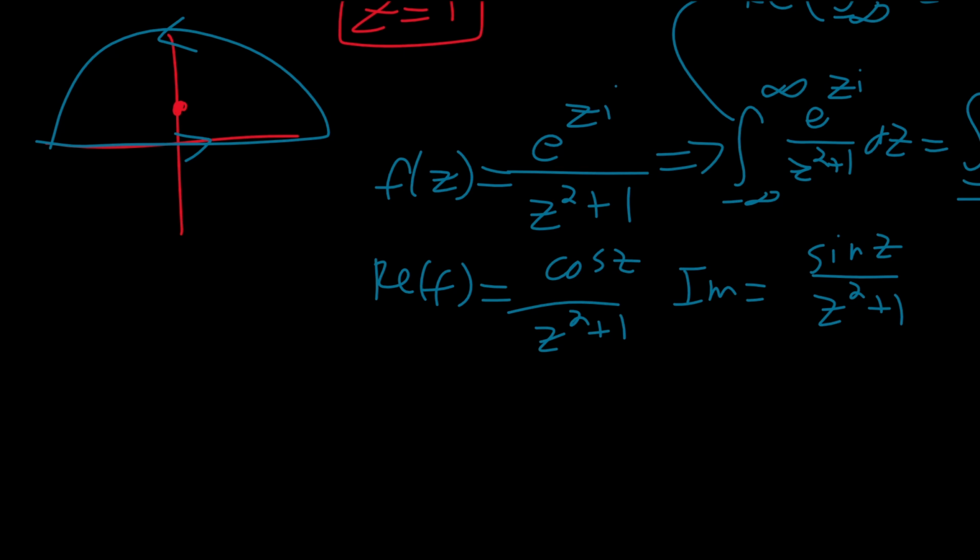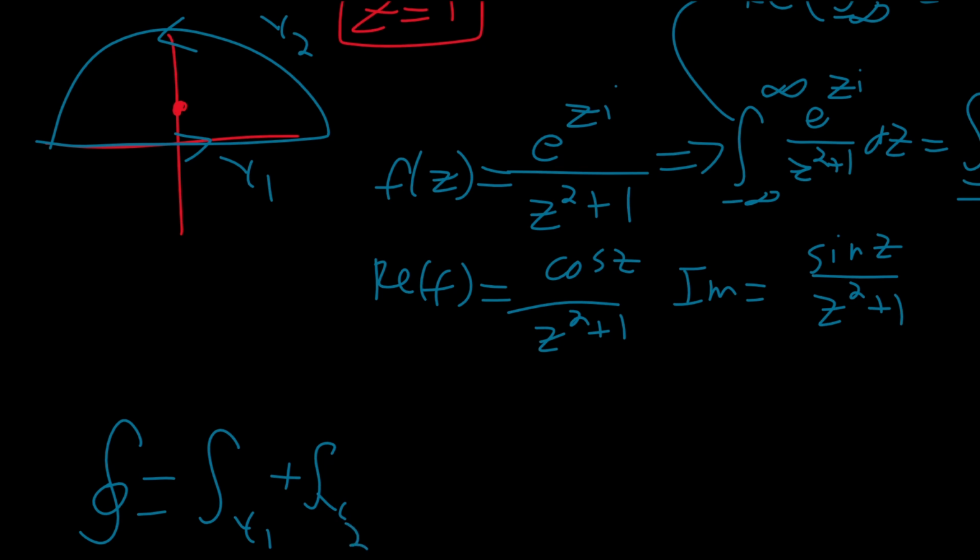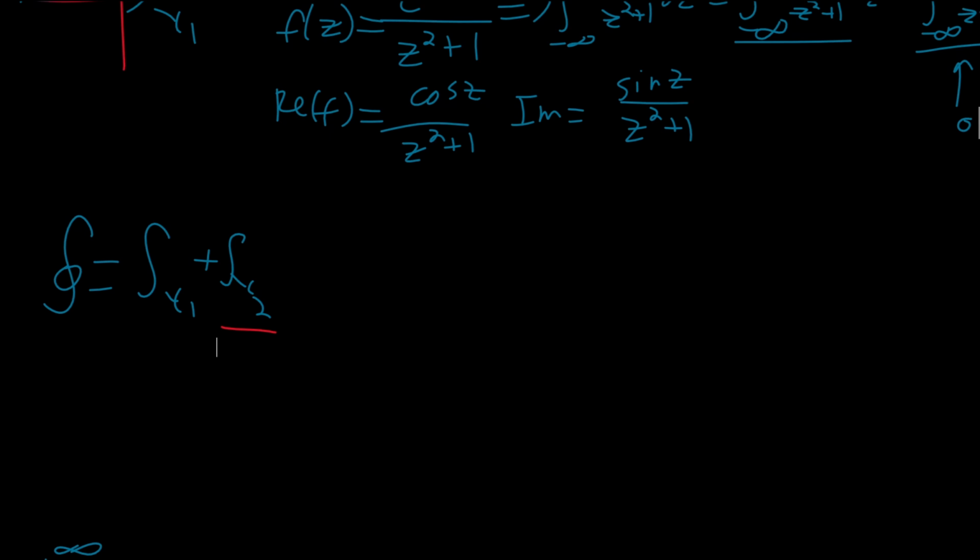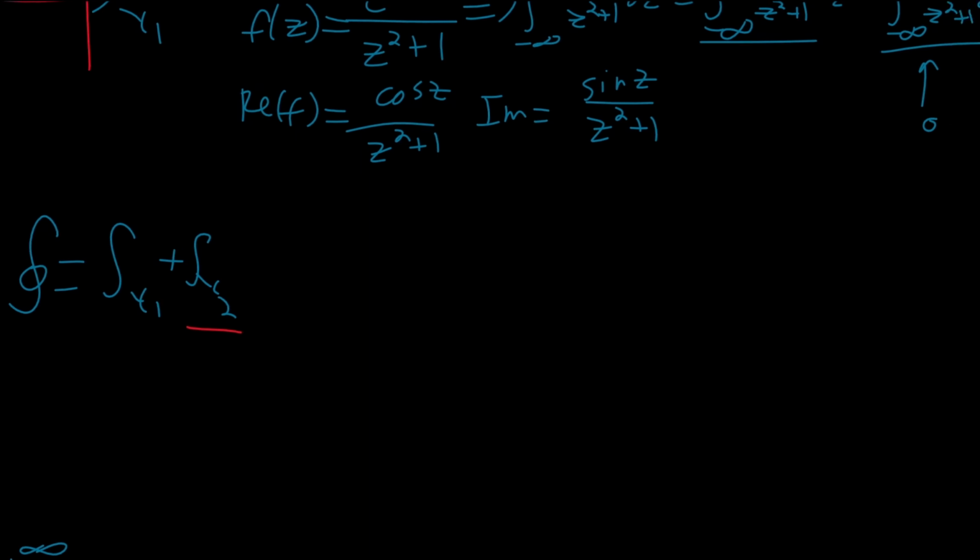So this means that our line integral is going to be equal to the integral over gamma 1, where I'll call that gamma 1 again, plus the integral over gamma 2. Instead of going through a bunch of work to show that the integral over gamma 2 is 0, I'm going to point to something that, quite frankly, I love. It's called Jordan's Lemma.